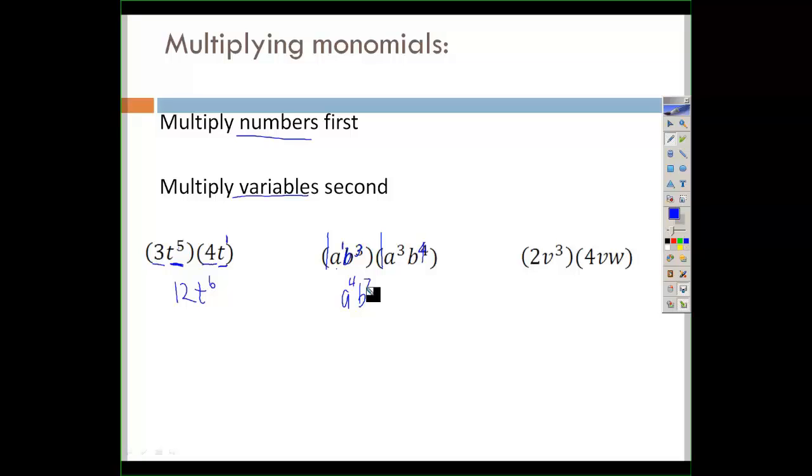On this last example here, same idea. Just like yesterday, the numbers first. 2 times 4 is 8. Oh, yeah, I see v's here, I see 1v here. Together they make v to the 4th. And then the last one is this w. There's no other w's to multiply it by, so I'm just going to put w on the end there. And that's what we're doing today, because it's going to get a little longer. This is a little review for us. It's called multiplying monomials, and we're going to do some more of that here in a second.